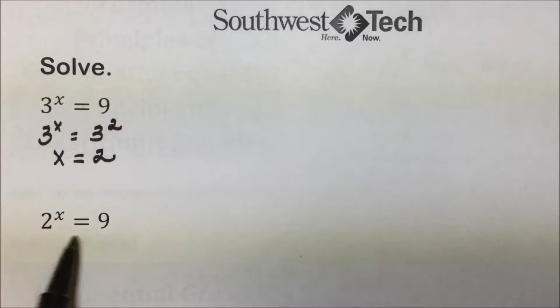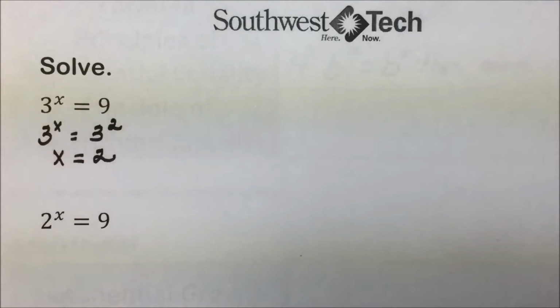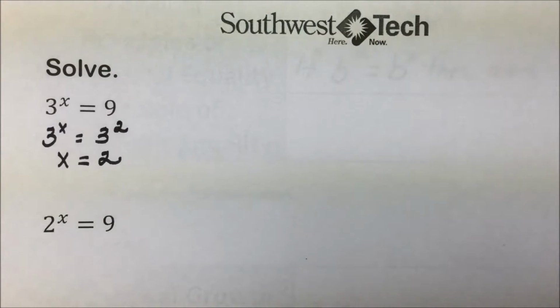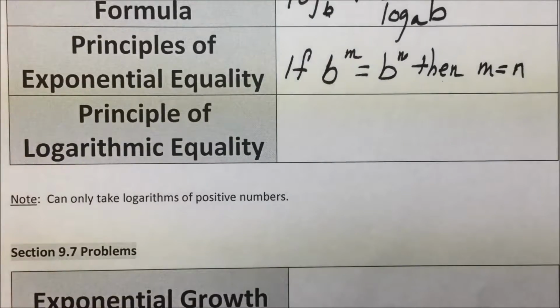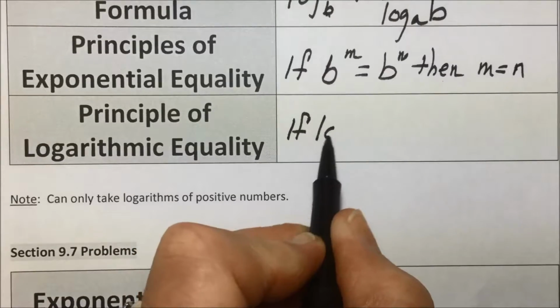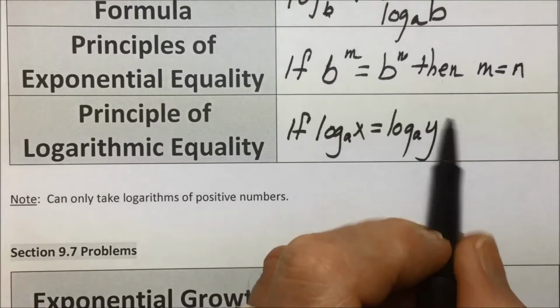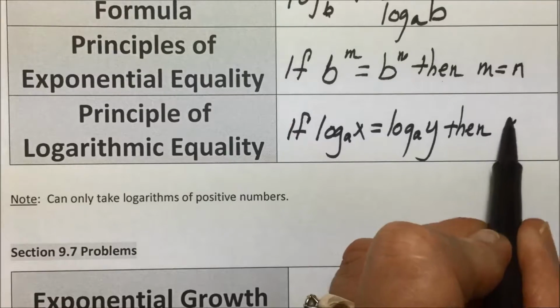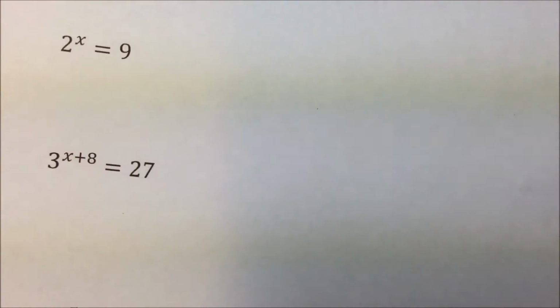Looking at this next example, I can't use that procedure. There's no way I can transform 9 into a base of 2. So what do we do? When it seems impossible to write both sides of an equation as powers of the same base, then we have another principle, and it's called the principle of logarithmic equality. And it states that if you have log base a of x equal to log base a of y, then x must equal y.